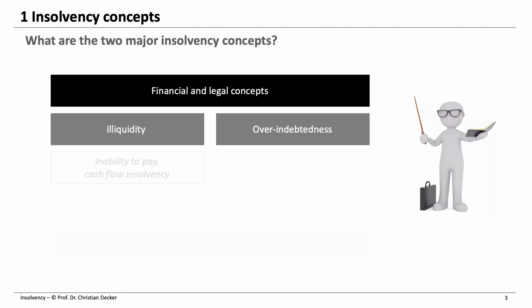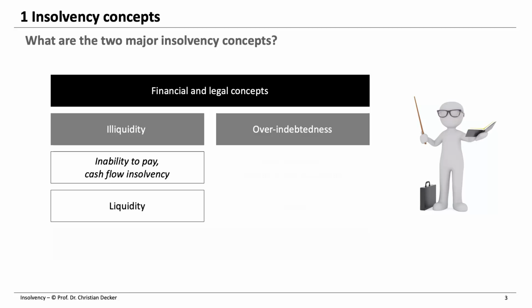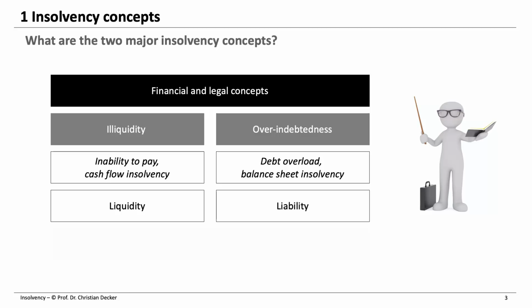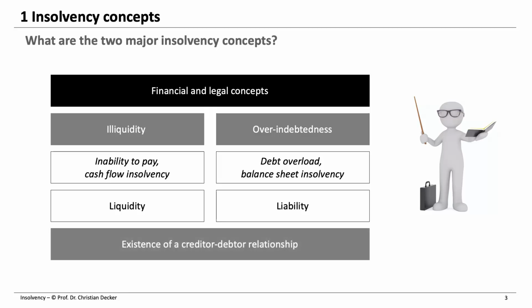Illiquidity is also called inability to pay or cash flow insolvency. The concept of illiquidity addresses the problem of insufficient liquidity. Over-indebtedness is also called a debt overload or balance sheet insolvency. The concept of over-indebtedness addresses the problem of liability, meaning the ability to cover debts or the debt coverage capacity. The concepts of insolvency and over-indebtedness always presuppose the existence of a creditor-debtor relationship.